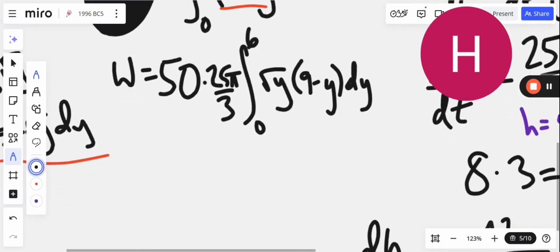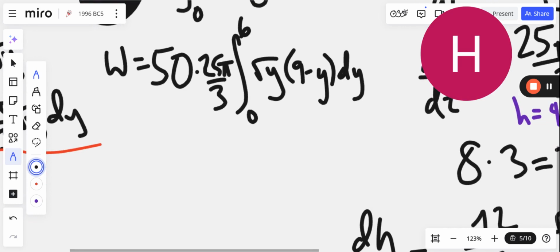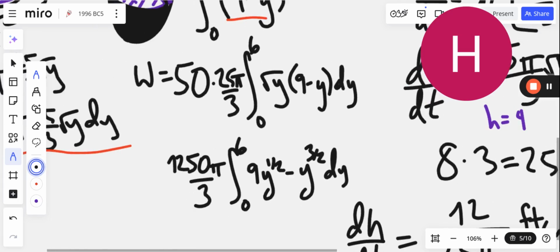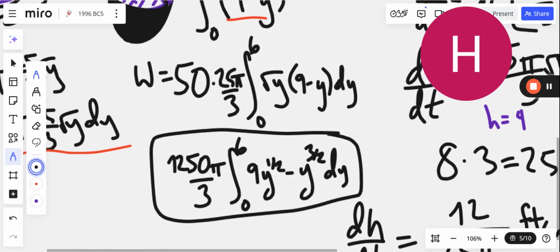And you guys can plug that into a calculator if you want. 50 times 25 pi, well, that's pretty easy to do. That's just going to be 1250 pi over 3. And then integral from 0 to 6 of 9 y to the 1/2 minus y to the 3/2 dy. Or you can plug it into your calculator, and you'll get the answer.